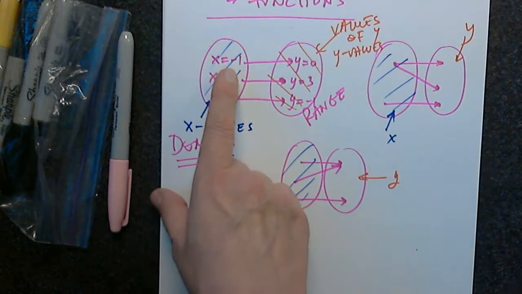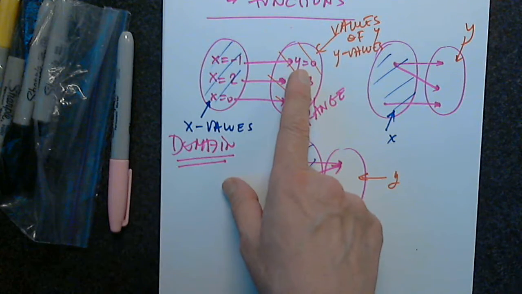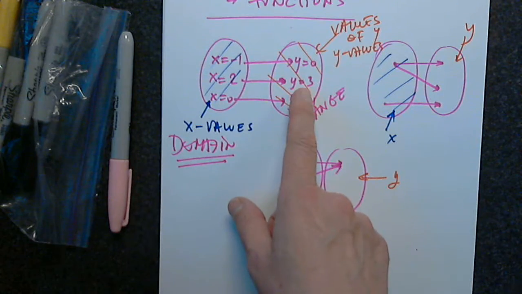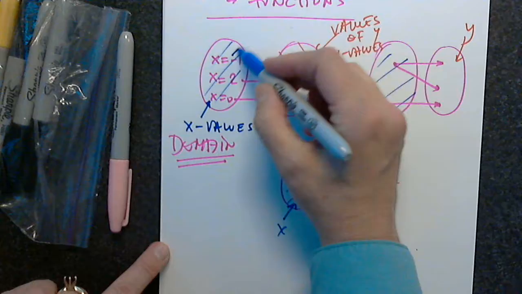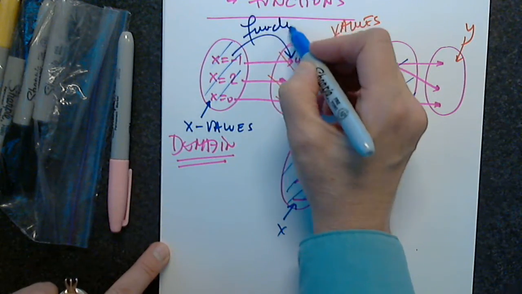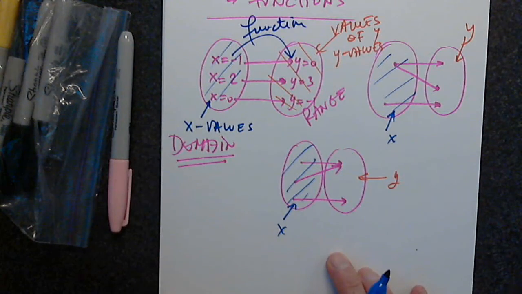Okay, so I see that this x corresponds to only one y value, this x to only one, and this x to only one. This is the concept of a function. Each x corresponds to only one y value.